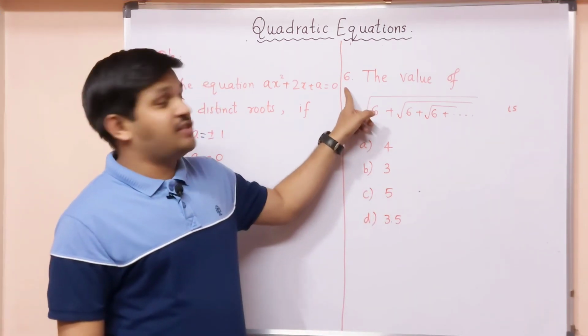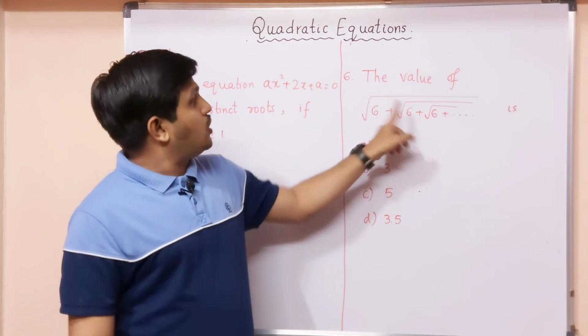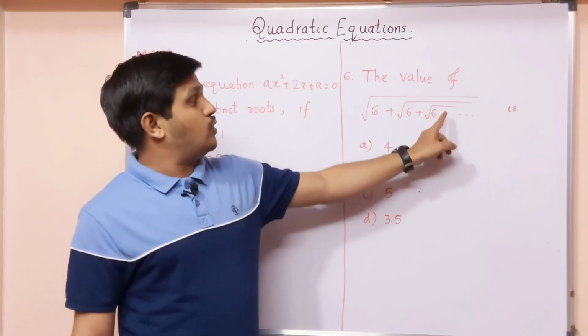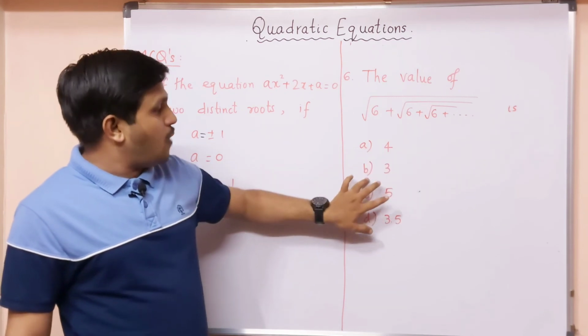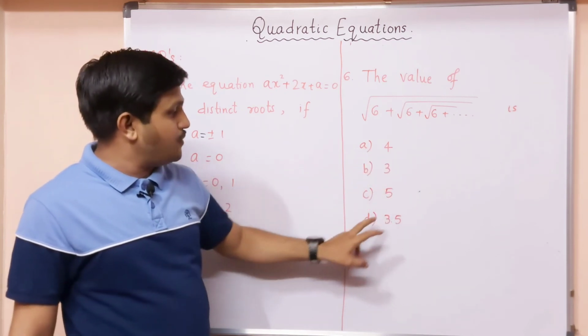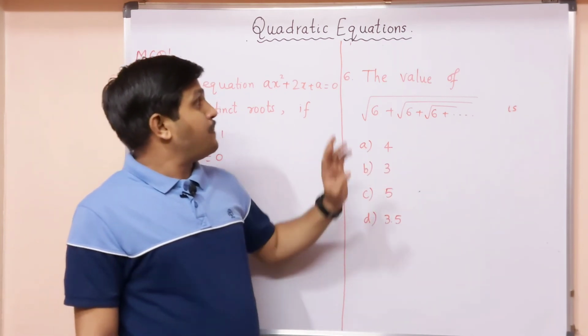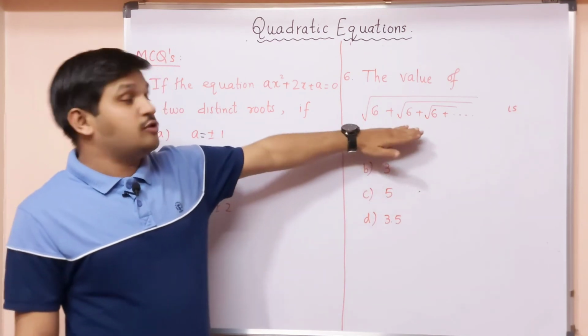So look at question number 6, the value of root of 6 plus root of 6 plus root of 6 and it goes on up to infinite. Option A is 4, option B is 3, option C is 5, option D is 3.5. And let us see who will solve this question.